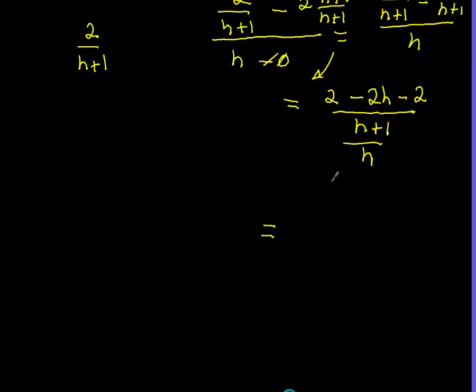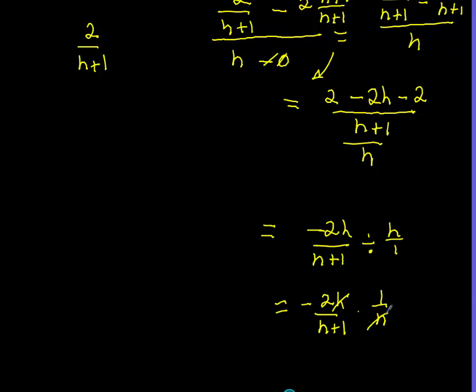Okay, well, continuing on with that, well, the 2s are going to cancel, so 2 minus 2, so that gives me negative 2h over h plus 1 divided by, right, h over 1, which is the same thing as multiply, so I got that's negative 2h over h plus 1 times 1 over h.